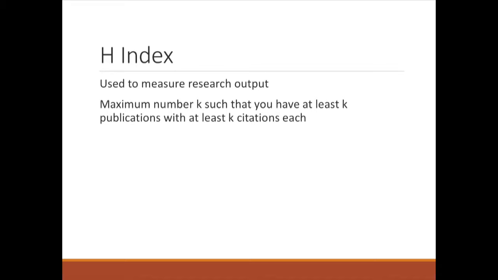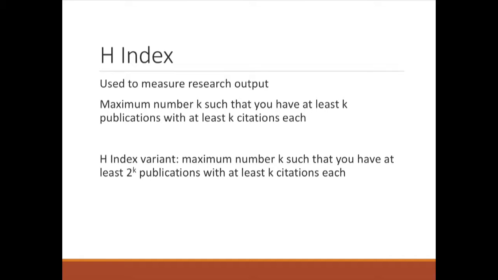We'll talk about h-indices. Do you guys know what an h-index is? It's used to measure research output. It's like the maximum number k, such that you have at least k publications with at least k citations each. This is your h-index. And actually, we're going to consider a variant that I think is better, and everybody should switch to it. It goes, the maximum number k, such that you have at least 2 to the k publications with at least k citations each. Okay? So this is what we're going to call the h-index in this talk, this 2 to the k variant.